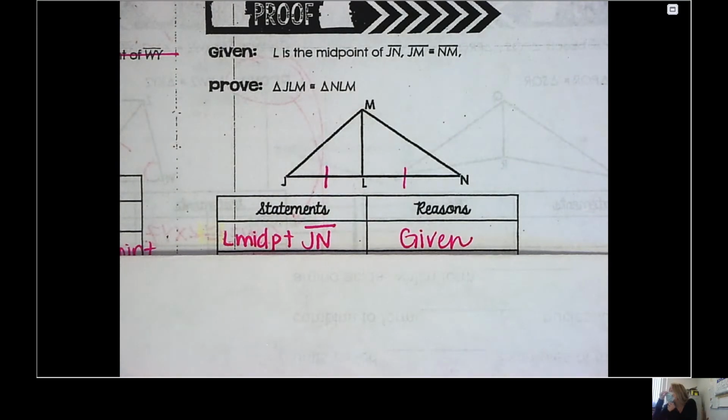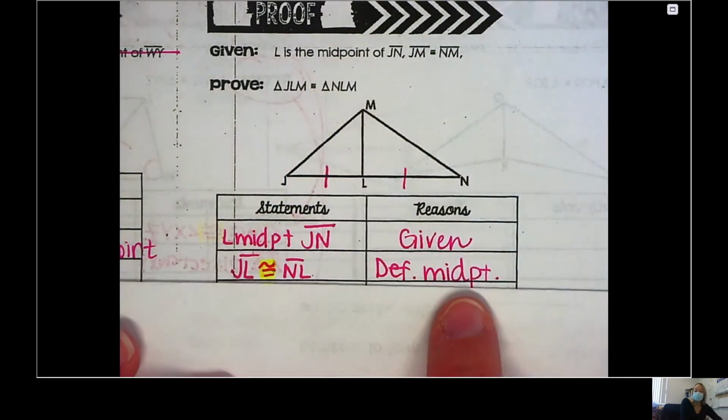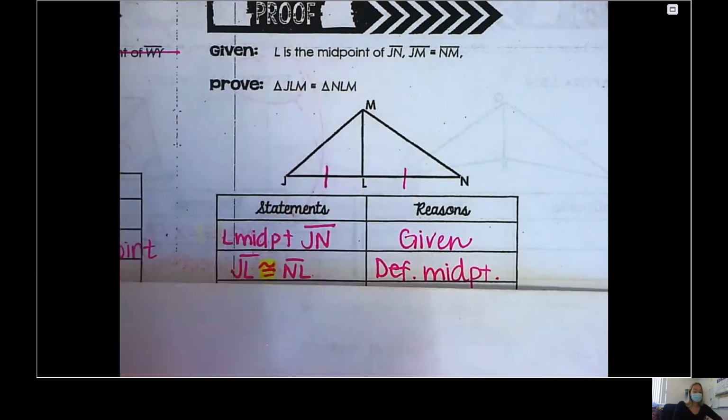Now, if you know that that is the midpoint, that means it's in the middle. Which two pieces then have to be the same, if it's in the middle of JN? JL is congruent to NL. Good. What's your reason? Definition of midpoint. You should be noticing a trend here, a pattern. As soon as you are given a word, use the definition of it. As soon as you're given a word, use the definition. So there's my first piece.